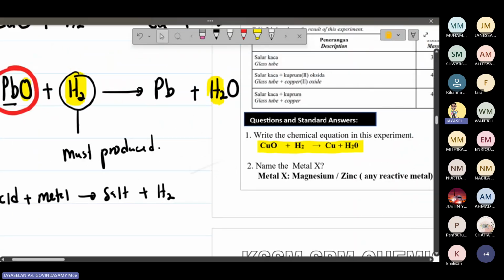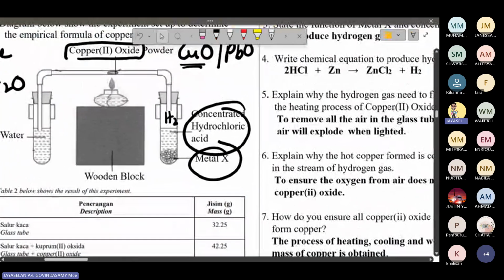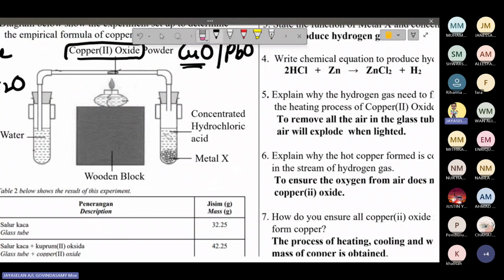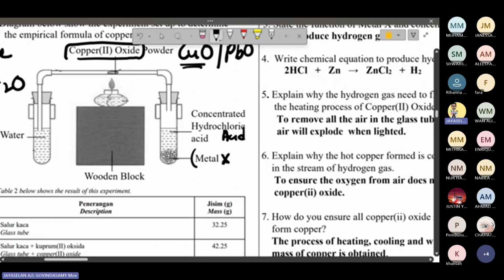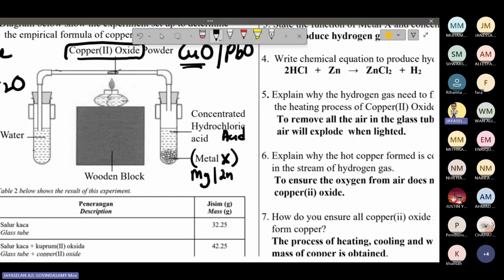So dalam exam, they will show here, di bawah ni, they put concentrated acid reacted with metal X. So dia akan tulis, what is metal X? So the metal X should be a reactive metal. What are the reactive metals? You boleh ambil zinc ataupun magnesium. Any question? Zinc and magnesium.